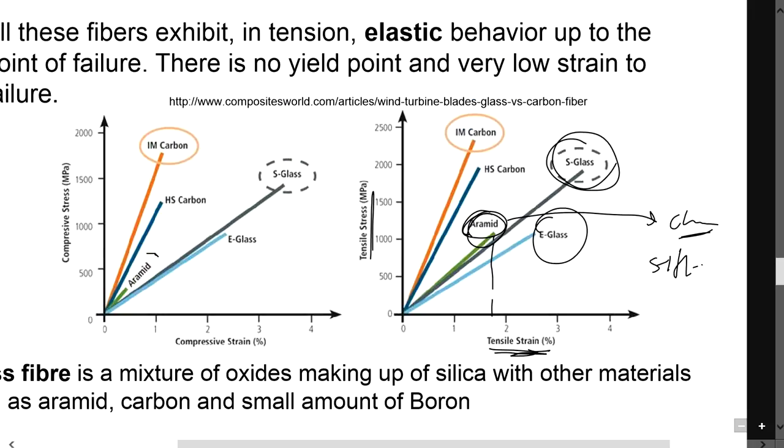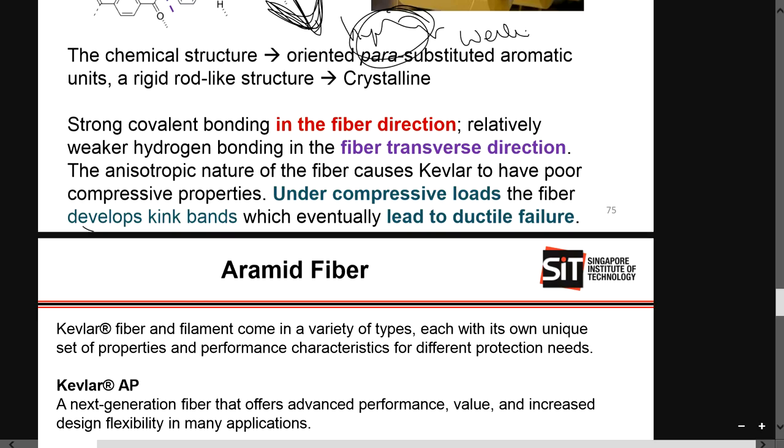But you need to know that aramid is not good for compression, because it develops kink bands. Over here the kink is just like that. At first it was like that, and if you compress it, it will become like that. This kink will easily break because you're applying force in the transverse direction. Kevlar in the transverse direction is very weak, so over here it will straight away break into two pieces like that. So Kevlar is not good for compressive loading. Please take note of that.